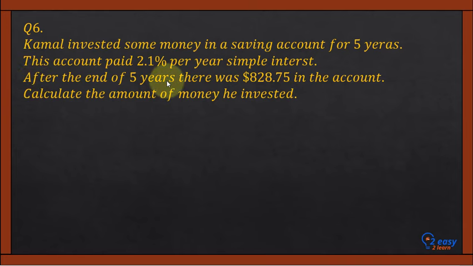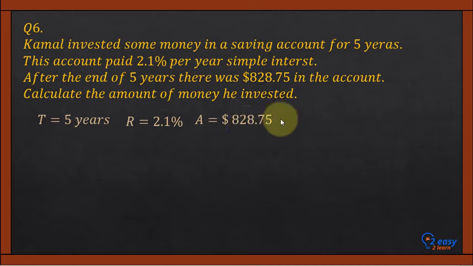It is mentioned in the question, after the end of 5 years, there was $828.75. It's the total amount at the end of 5 years. It means this is A in the account. Calculate the amount of money he invested. It means we have to calculate the value of P. So T is 5 years as mentioned in the question. R is 2.1. This is also mentioned in the question. A is $828.75, which is given in the question. We have to calculate the principal amount P.